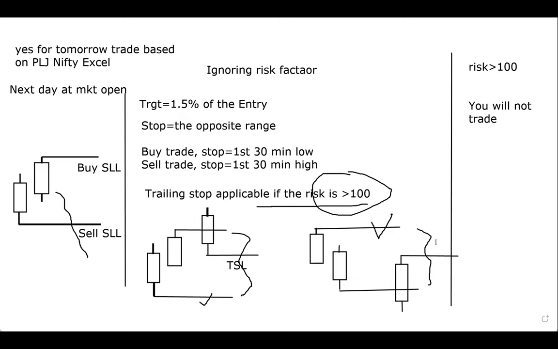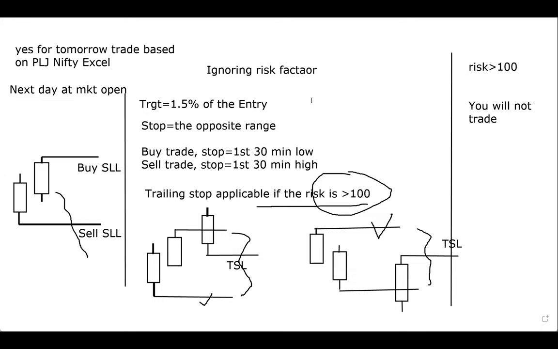And this should be your trailing stop loss, right? When you trail the stop loss, you will trail it after the candle close, the execution candle. Once you trail the stop loss, then hold the trade with the target, or if nothing happens, then exit at 3:50. You have no other choice. So this is the plan.